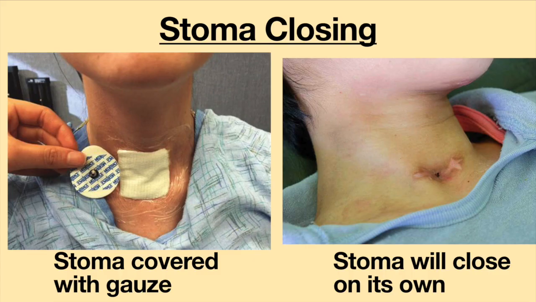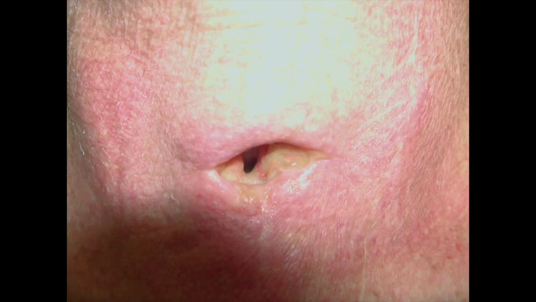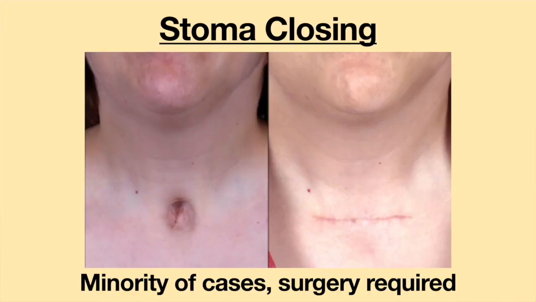A gauze dressing will cover the hole in the neck, which is called a stoma. Without a tracheostomy tube in place, the stoma will naturally close on its own. For the stoma to completely close, this may take up to a few weeks to occur. In a minority of patients, the stoma has to be surgically closed.